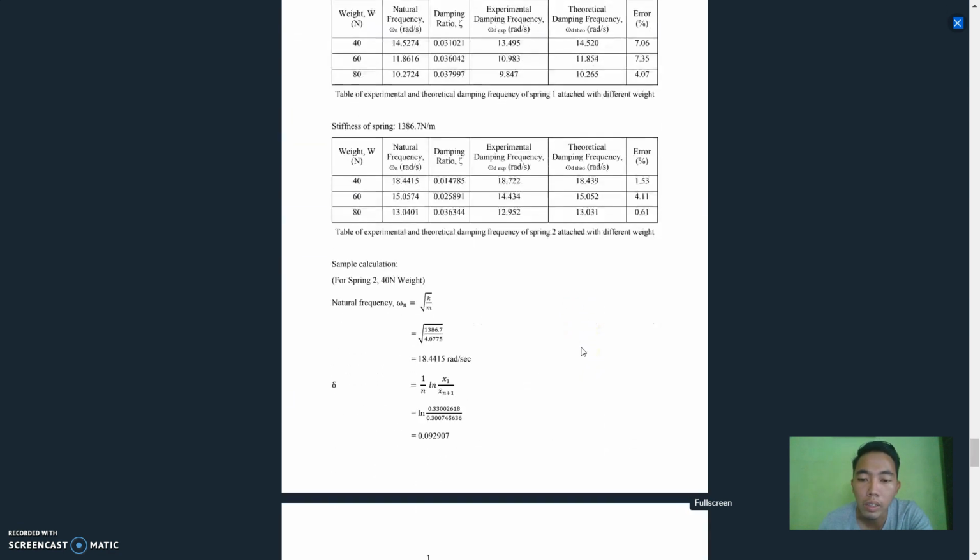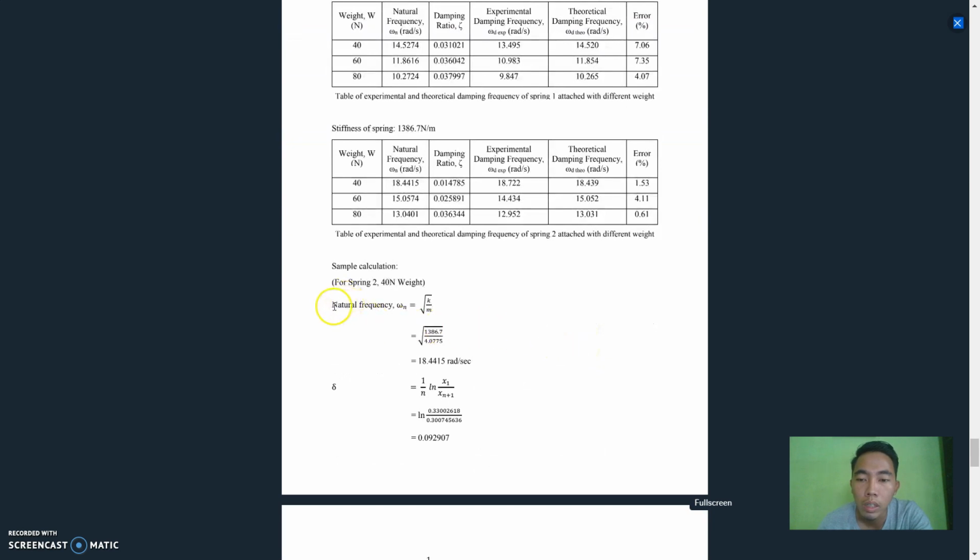Okay, after that we'll define the ratio of frequency, which is the square root of k over m. K is the stiffness for the spring. For example, this one is for spring 2, where the stiffness for the spring is 1386.7 Newton per meter.